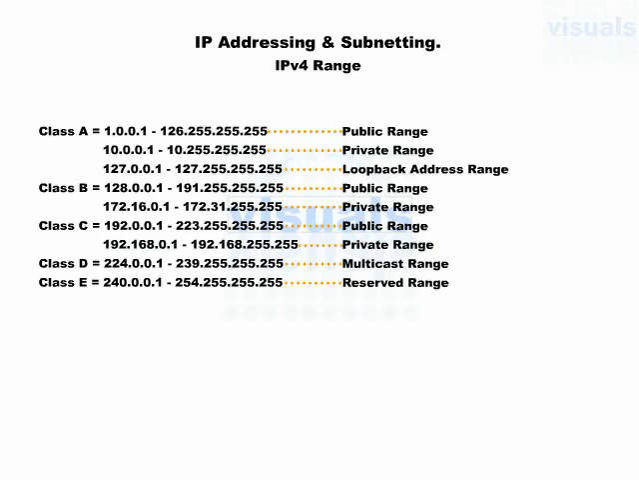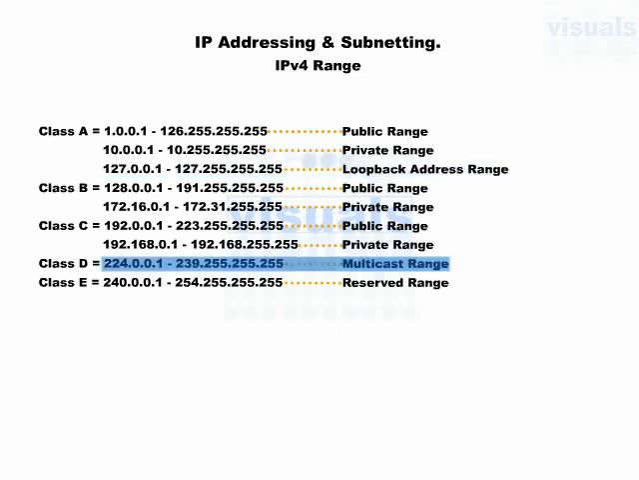Now let's move towards the loopback address range. These addresses are used to check the TCP/IP implementation on the local computer. These addresses are not used for networking purposes. Now we have discussed the public range, private range, and loopback address range.